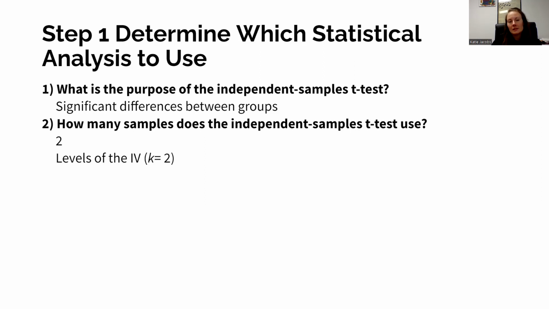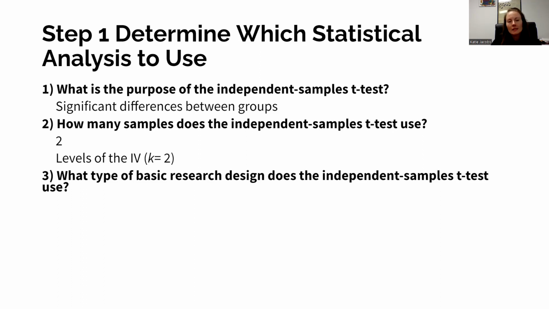Another way to say this is that our independent variable has two levels to it. And we remember previously that IV is our symbol for independent variable, and lowercase italicized k is our symbol for levels of the independent variable. In other words, how many groups are there? Three, what type of basic research design does the independent samples t-test use? This one uses a between group design.